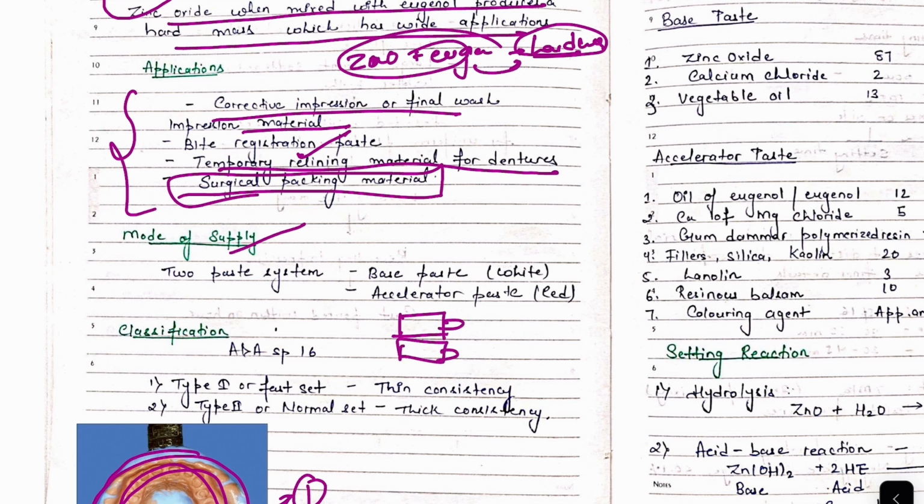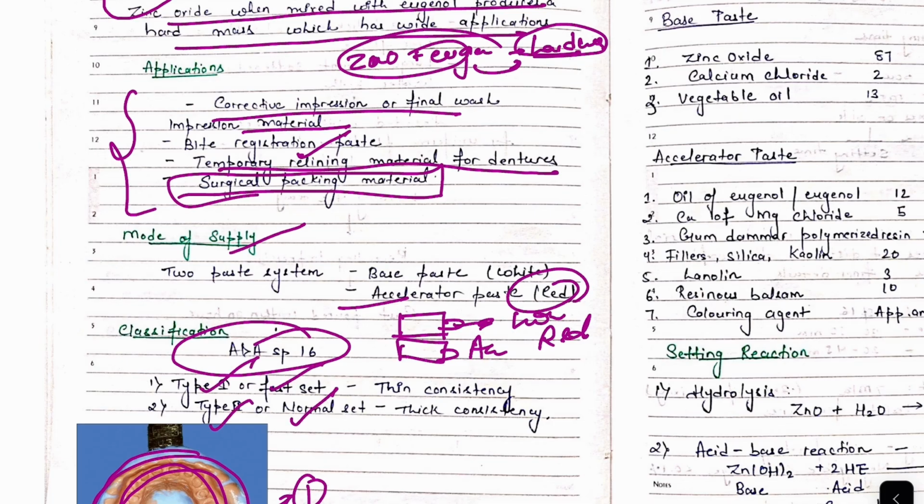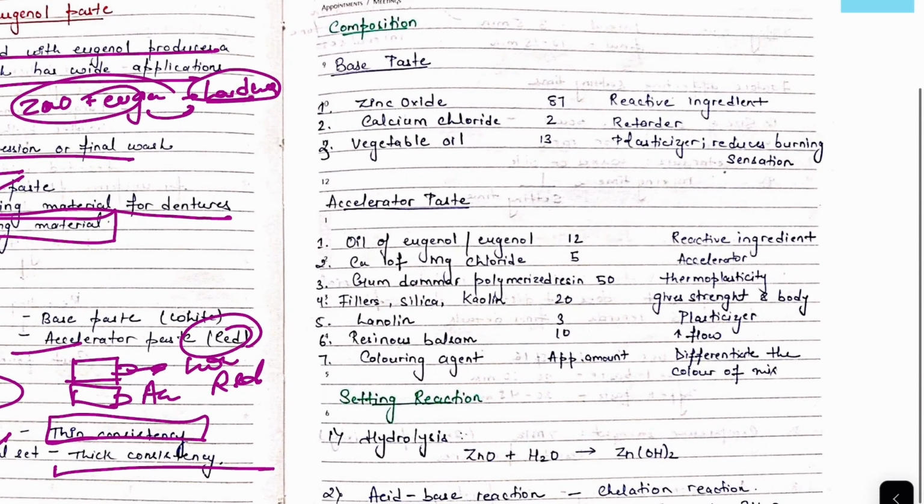One is the base paste, which is white in color, and second is the accelerator paste, which is red in color. Okay. Now talking about the classification, it is according to the ADA specification 16. We have two types. We have type 1, which is fast set, and type 2, which is normal set. Now the fast set one has thin consistency and the normal set one has thick consistency.